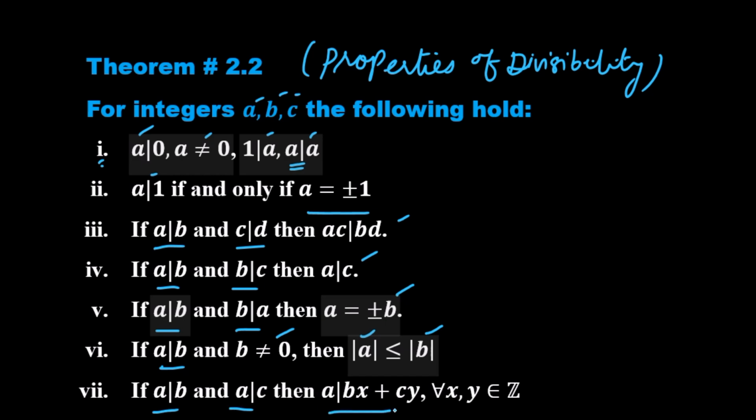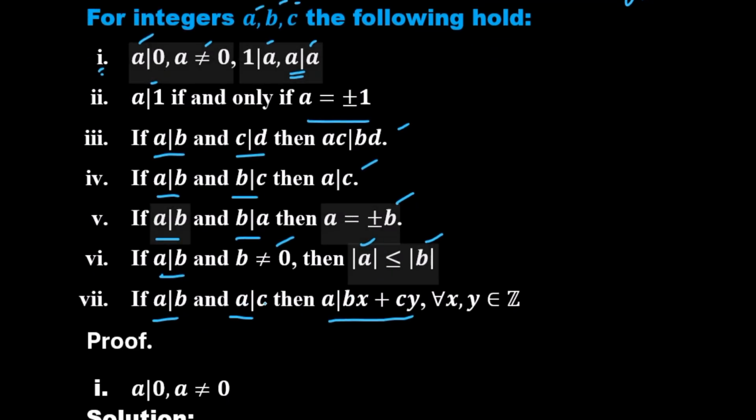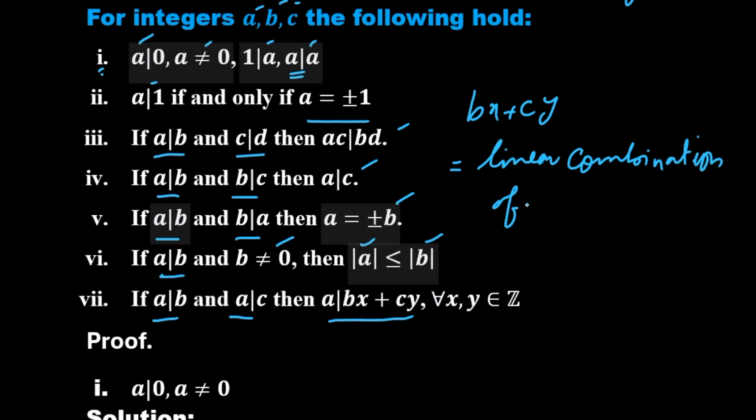In this property, you can say that if a divides b and a divides c, then a divides the linear combination, the sum bx plus cy. Actually this represents a linear combination of b and c for all x, y belonging to Z. So we will prove all of these properties one by one.